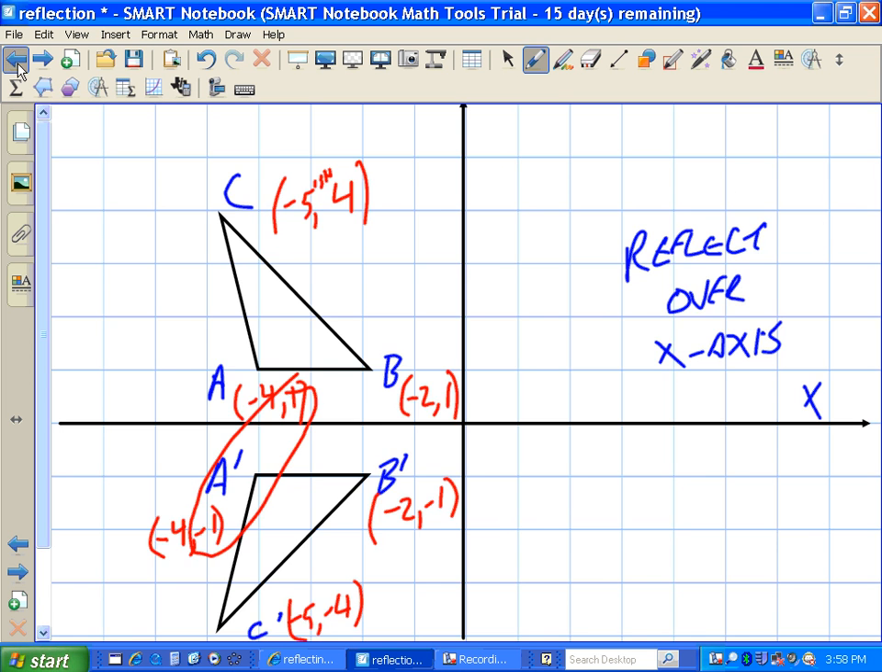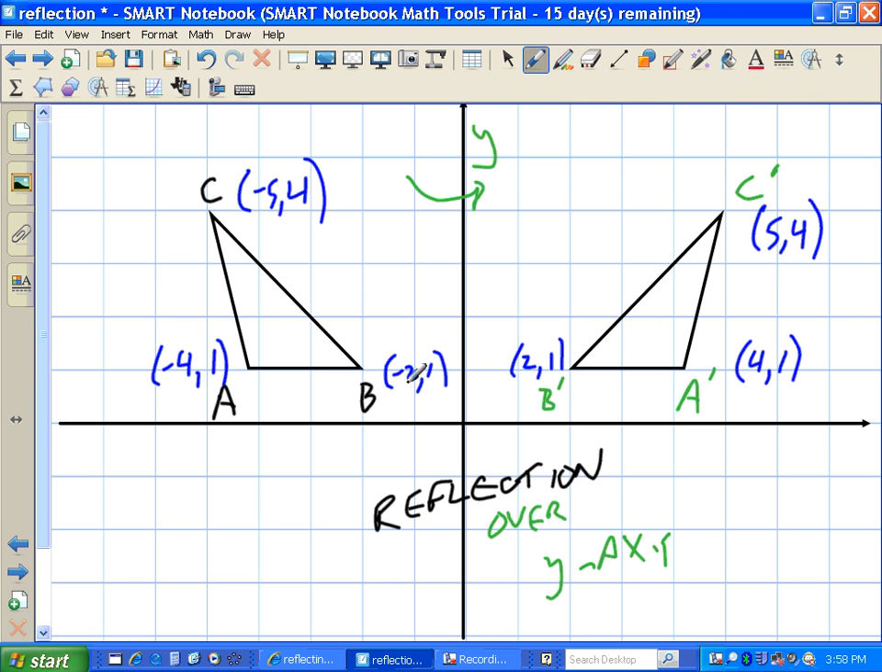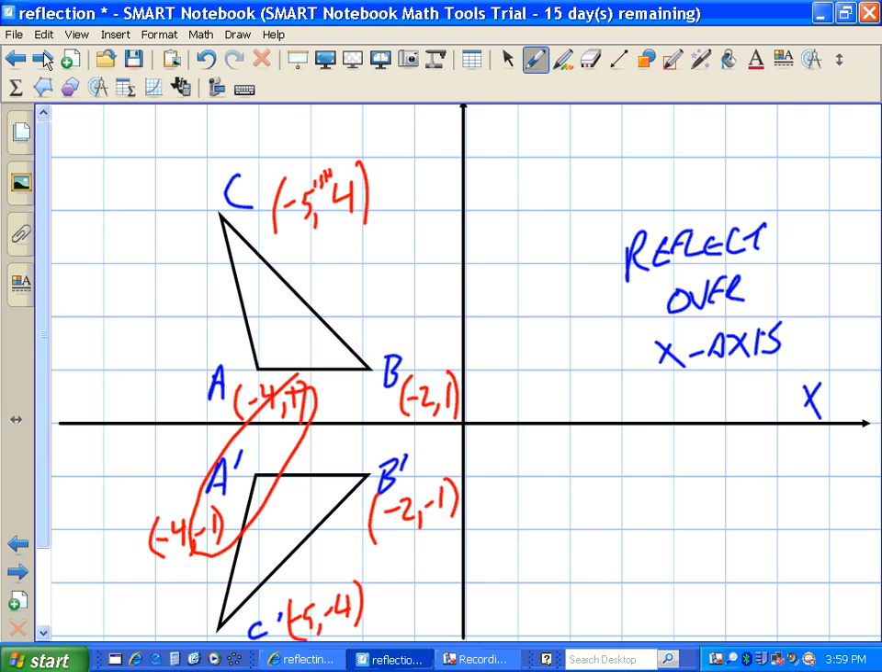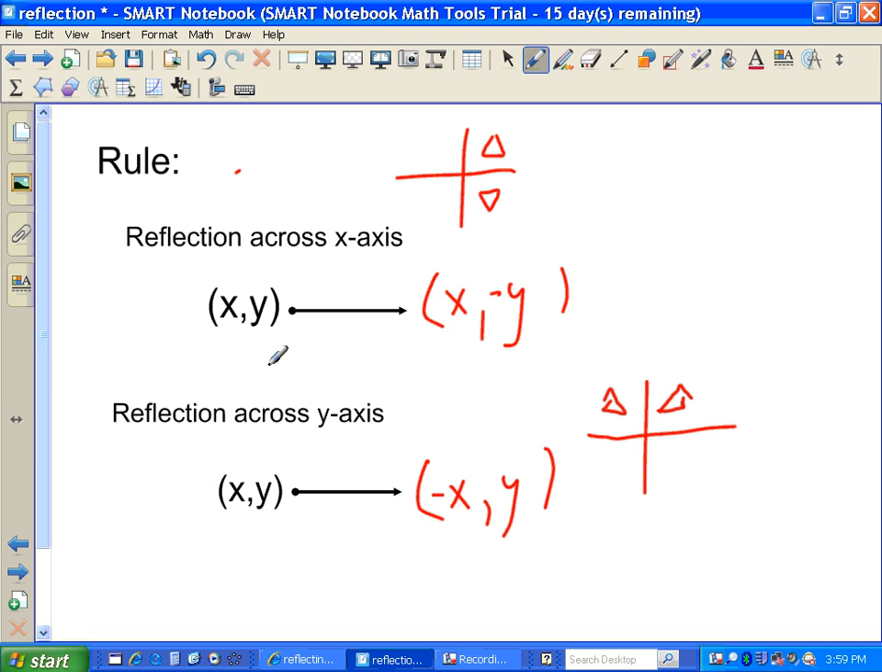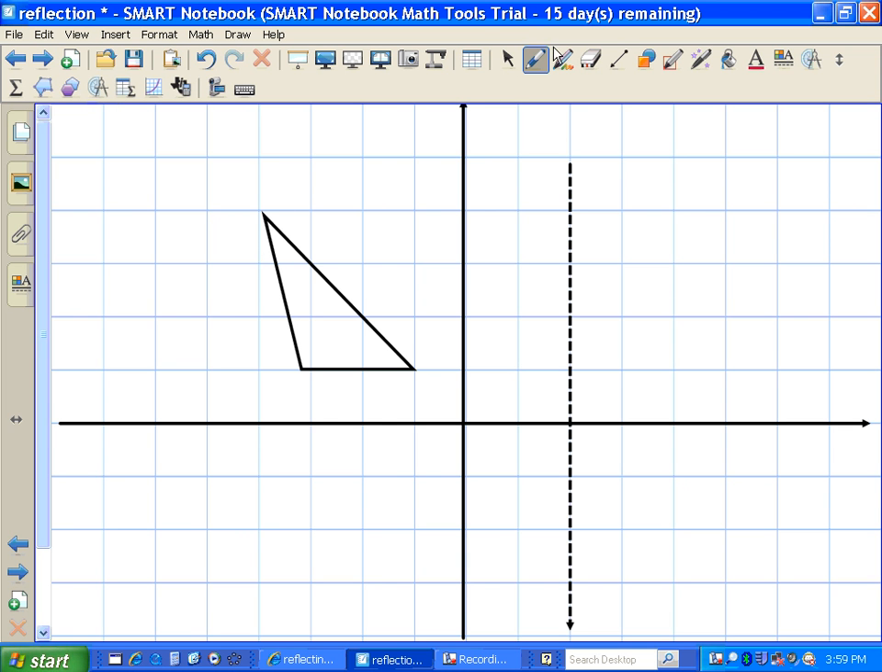The thing that changed was my x took on the opposite sign. If we look back two slides ago, my x went from negative 2 to positive 2, negative 4 to positive 4, negative 5 to positive 5. But the y-coordinate on all of these stayed exactly the same. Okay? So those are sort of the rules that we work with as we move through this coordinate geometry stuff. So rules are good.